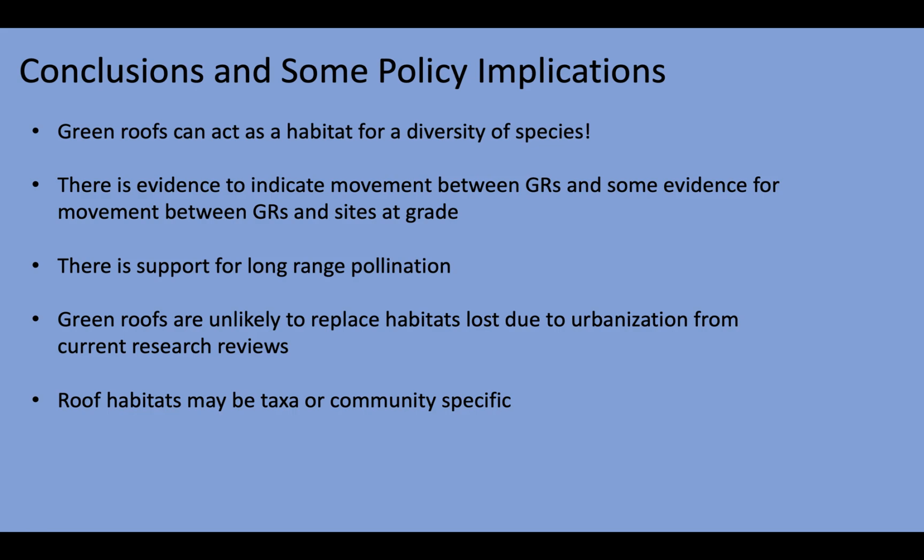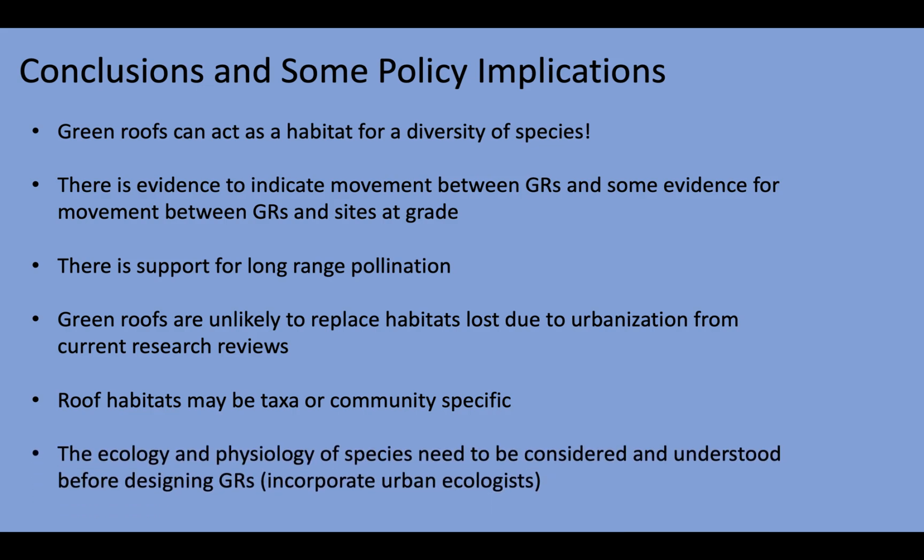Roof habitats may be taxa or community specific. This is really important in development. If you want to support butterfly migration, you need to build your green roof to support butterfly migration. You can't just put a random assortment of vegetation on a roof and say, oh, there's plants, so this is going to support X, Y, and Z species. You need to understand the ecology and physiology of species and communities before you decide how to build your green roof. And that involves incorporating green roof engineers, roofers, ecologists. It's going to be, I think, a very transdisciplinary science as we move on with that green roof culture.